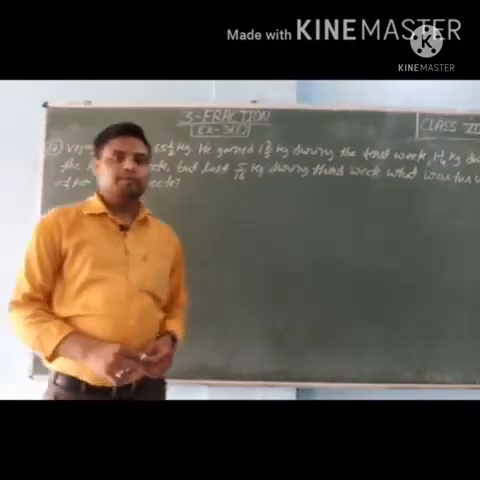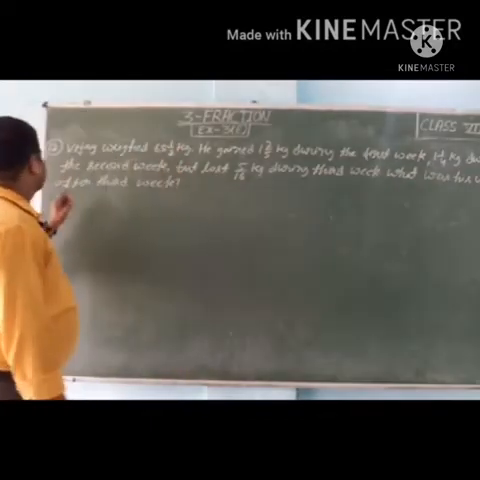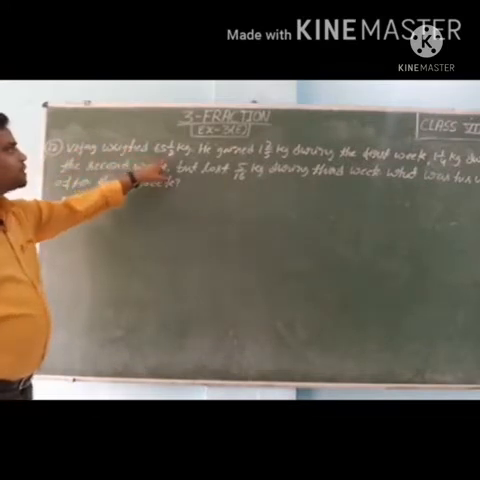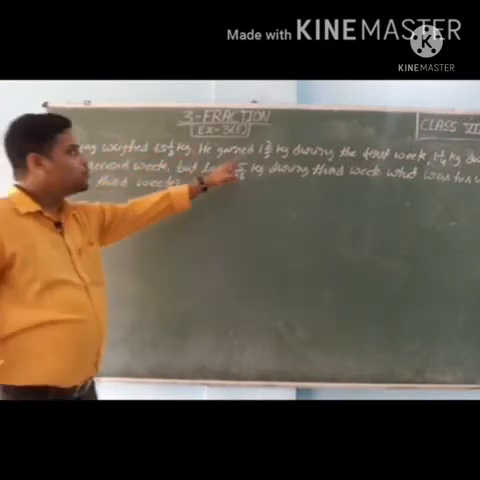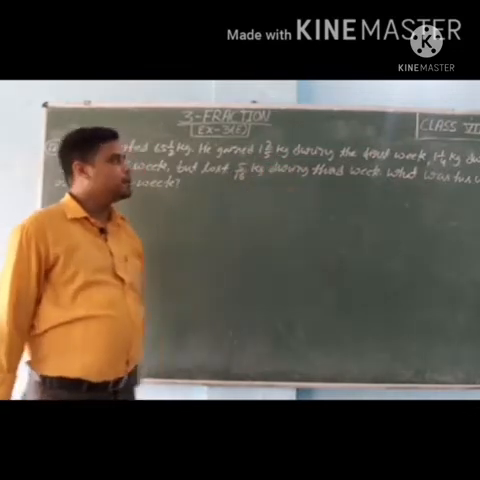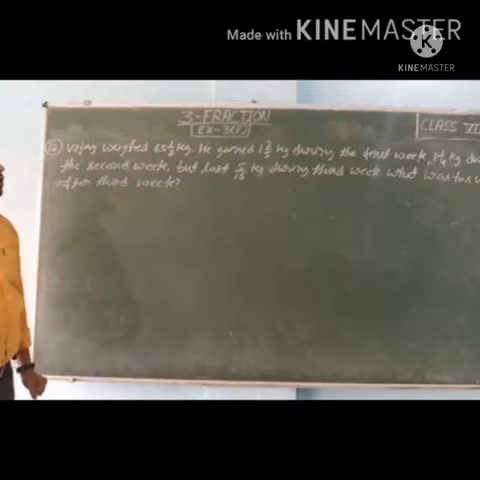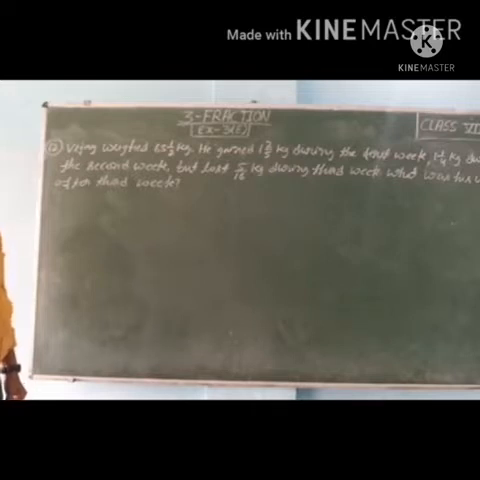Now students, see 15th sum. Vijay weighed 65 whole 1/2 kg. He gained 1 whole 2/5 kg during the first week, 1 whole 1/4 kg during the second week, but lost 5/16 kg during the third week. What was his weight after the third week?